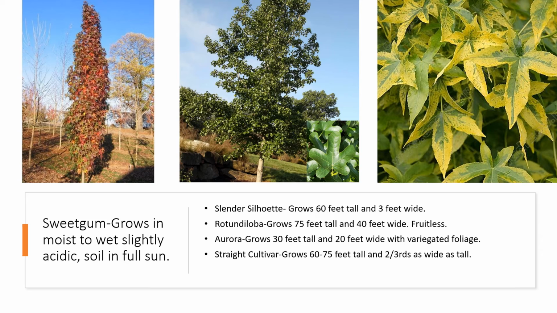It also gives you some architectural shape if you need it in the area, especially if you plant multiple ones of these. I know they have some of this, I don't know if it's this variety, but they have some of those slender ones planted down at Maker's Mark, and we have one or two in our landscape here at the office. There in the middle, that's Rotunda loba. It grows 75 feet tall and 40 feet wide.